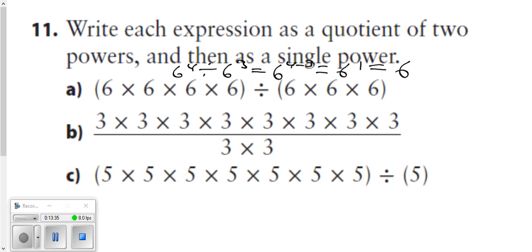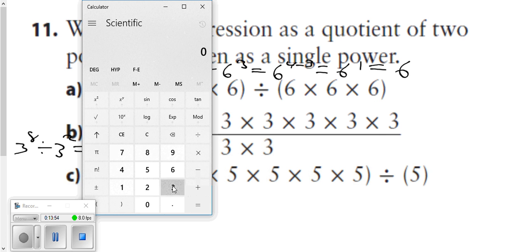Here, we have 3 to the exponent of 8, divided by 3 to the exponent of 2. Keep your base, subtract your exponents. 3 to the power of 6, which is 81 times 9, which is 729. And again, exponent 1.